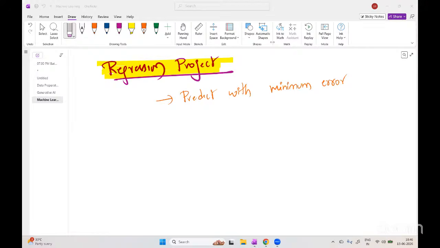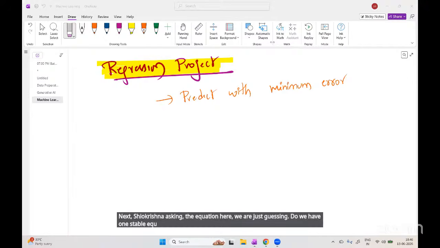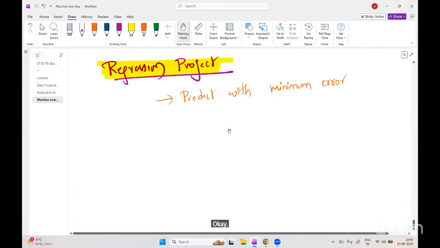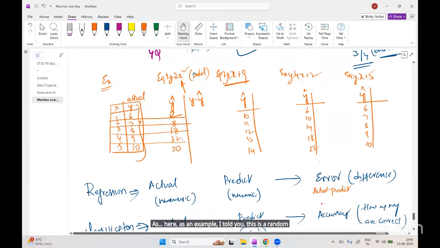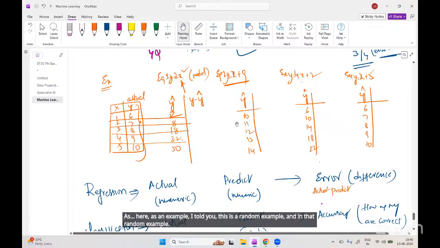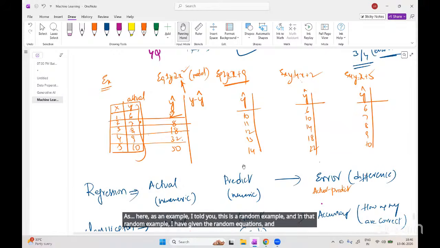Next, Shiva Krishna is asking, the equation here we are just guessing. Do we have one stable equation which we will use for all? That is the one which we are going to work on. As an example, I told you, this is a random example, and in that random example, I have given random equations. From these random equations, what I have told you is that finally the best equation is the one with the least error.